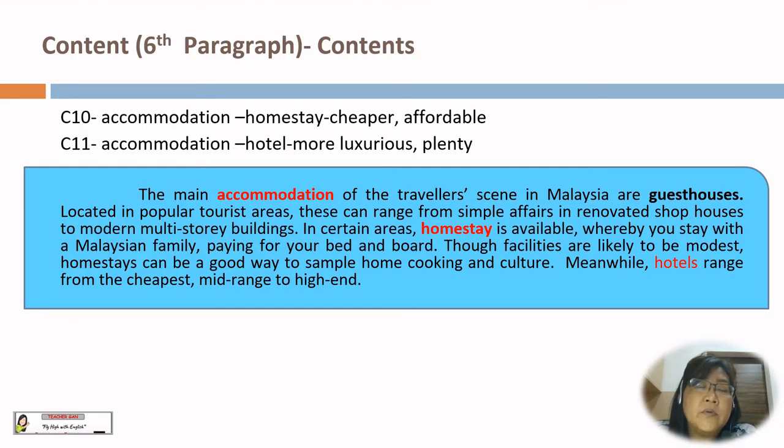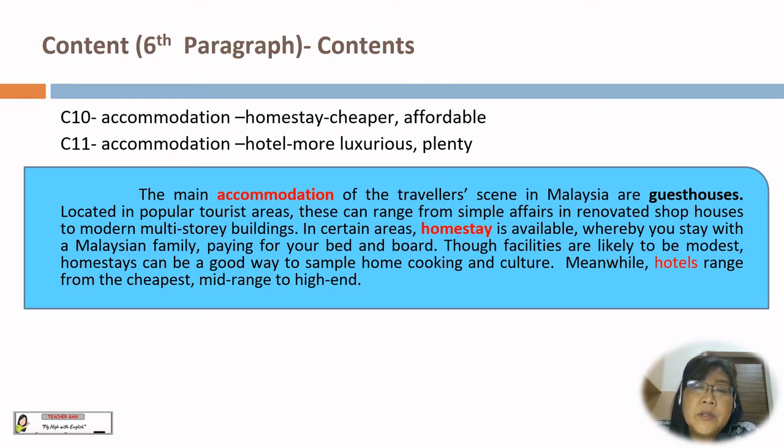Content 10, we have accommodation, and another content 11 is also for accommodation. So you can write like homestay, cheaper, affordable, a hotel, more luxurious, and plenty. So it is up to you. Remember that you have to make elaboration. Let's look at the sample paragraph.